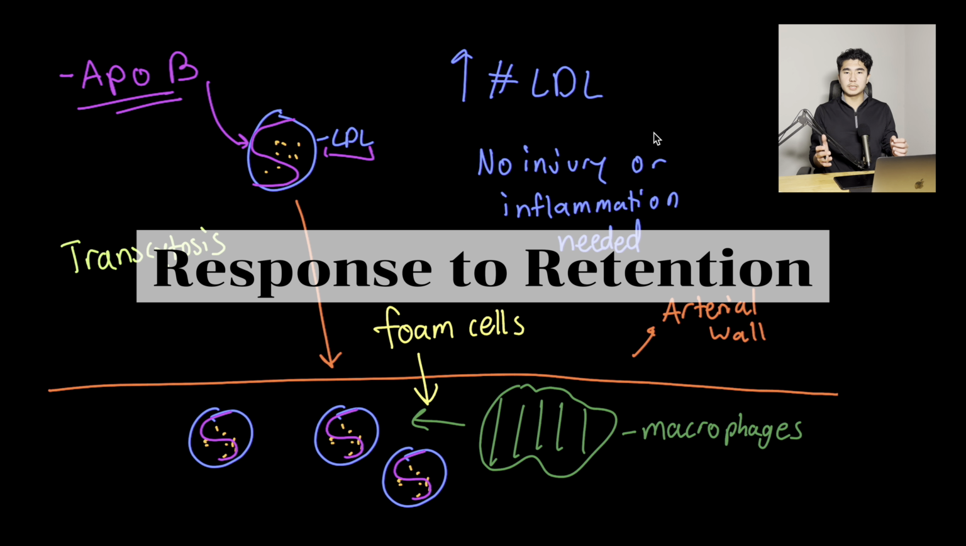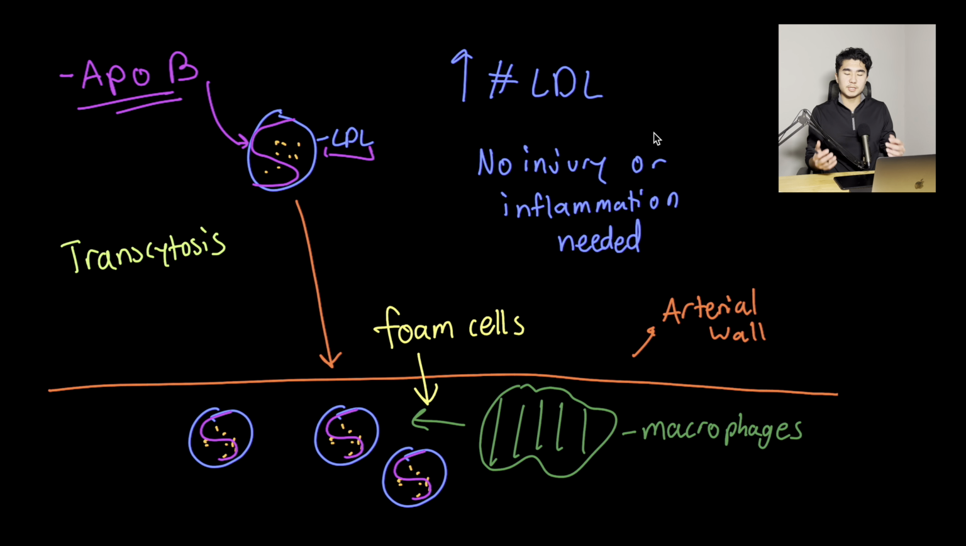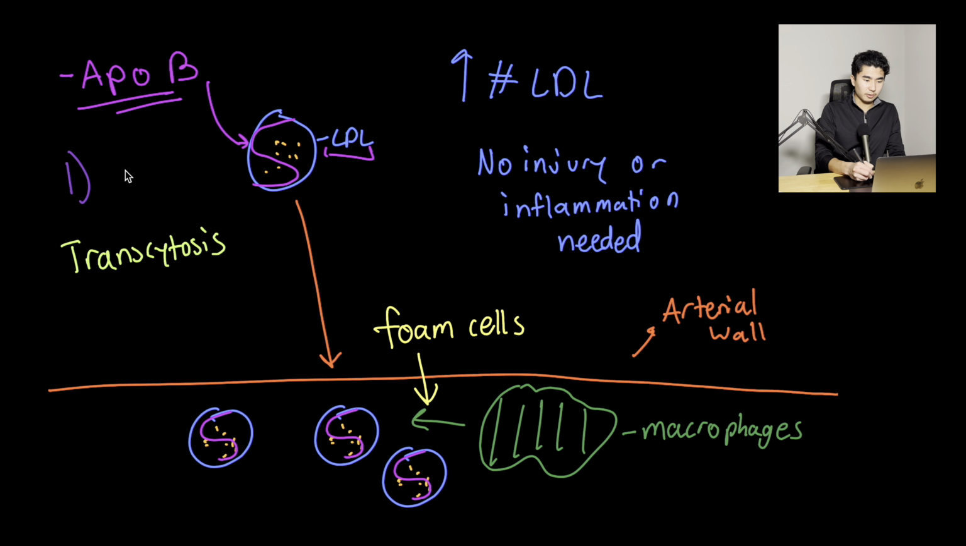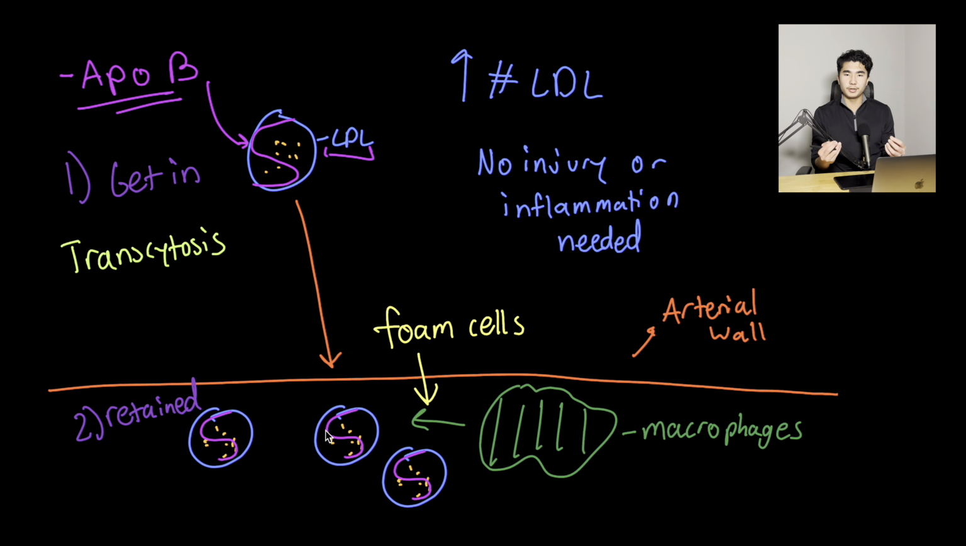So there's this model known as the response to retention model. Now, this basically shows that the first thing that needs to occur, let me change my color over here, for an LDL to cause atherosclerosis is for it to get in, for these Apo-Bs to get in. The second thing that needs to occur is that these LDLs need to be retained. So these Apo-Bs need to be retained in the arterial wall. And then the third thing that needs to occur is this inflammatory response, or this oxidation of LDL, oxidized LDL, and this immune response needs to occur.